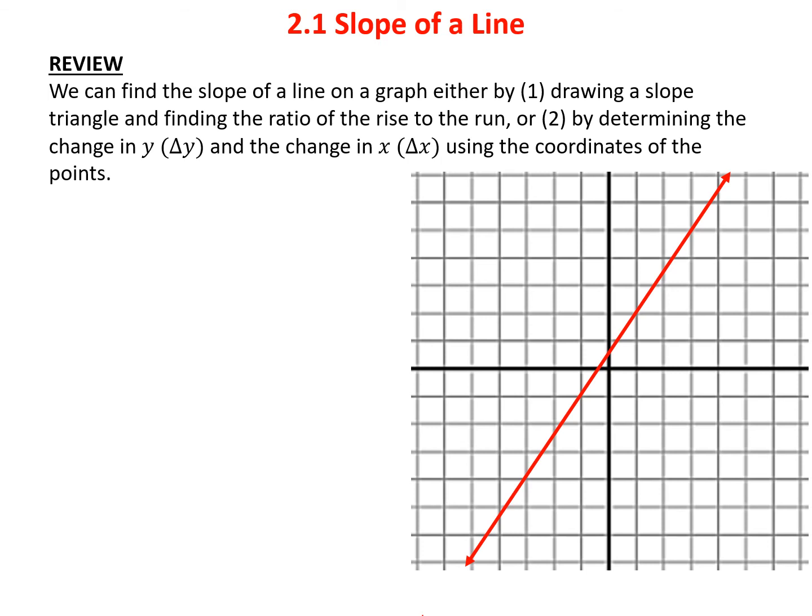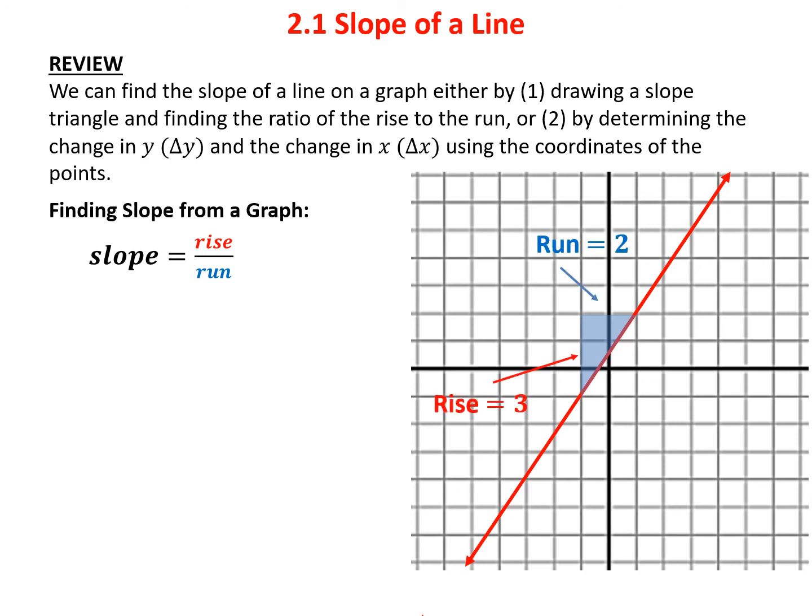So let's do a quick review. We've learned two ways to find the slope of a line on a graph. One way is by drawing the slope triangle and finding the ratio of the rise to the run. The other is by determining the change in y and the change in x using the coordinates of the 2 points. So for example, on this graph at the right, if I'm trying to find the slope, it's the rise over the run. So let me draw a slope triangle, and then I notice how far up it goes. The rise is 3 over 2, so my slope is 3 over 2.